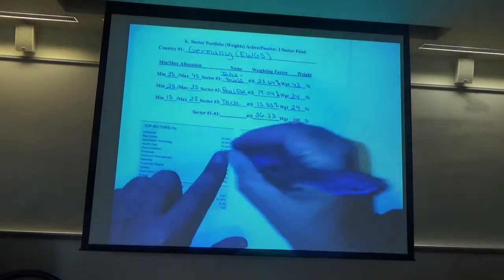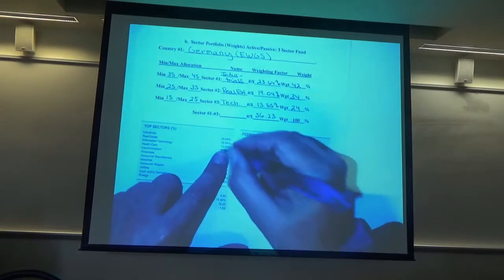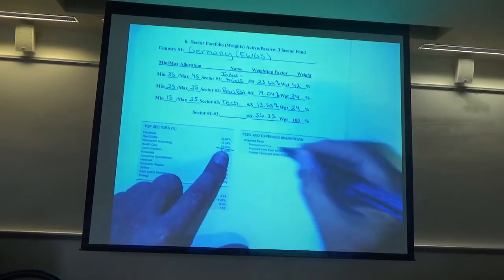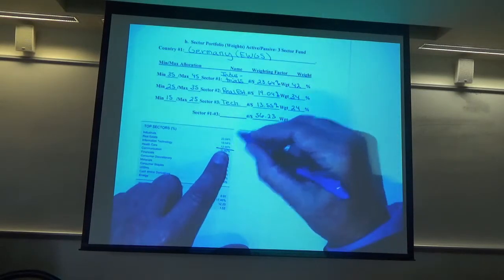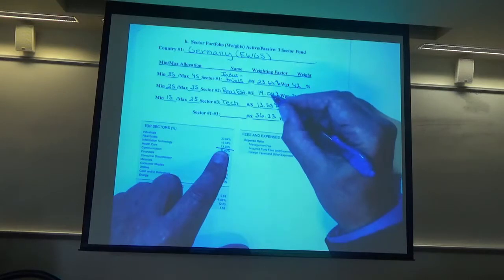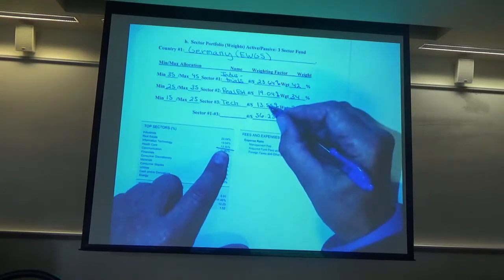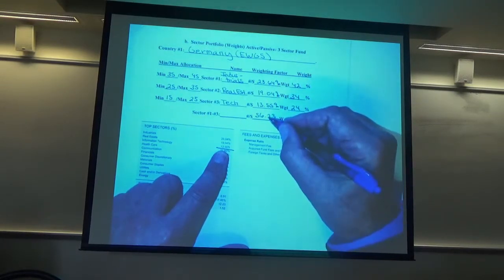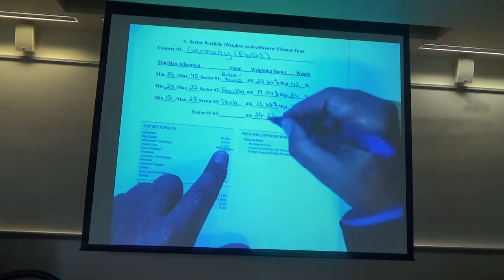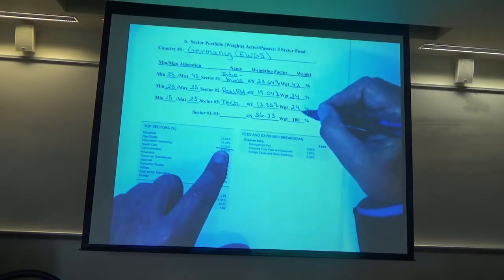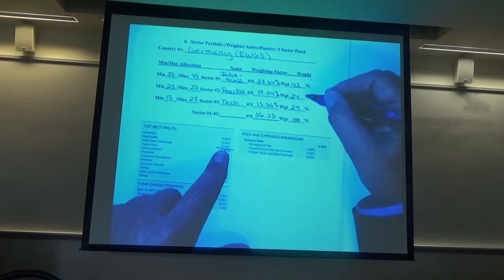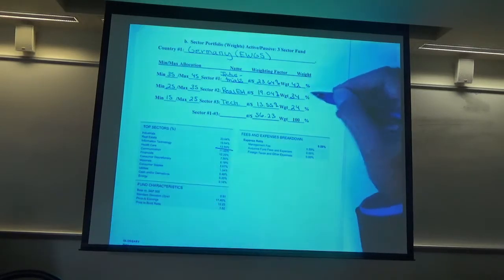What I did was I took the top 3 sectors that make up the fund. So I put 23.64 there, 19.04 there, 13.55 there, and then summed them up. And then divided them into each other to get the weights. I usually don't want to have more than one sector making up more than 50% of my country exposure.